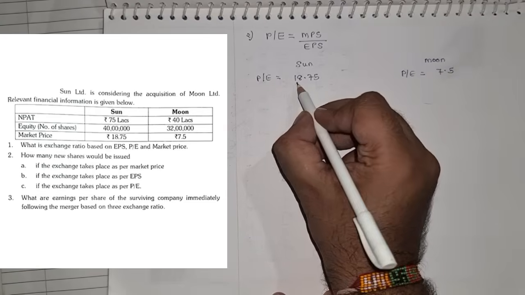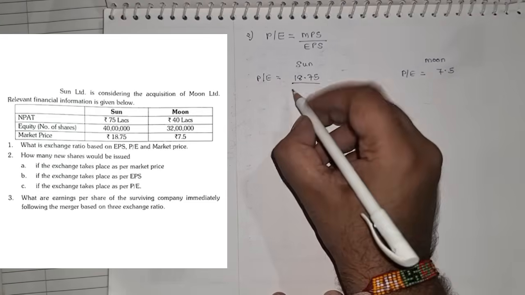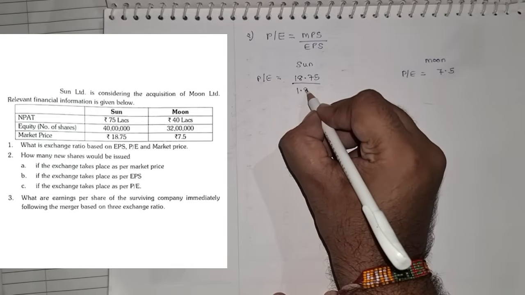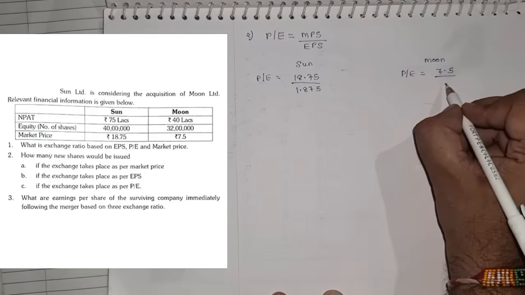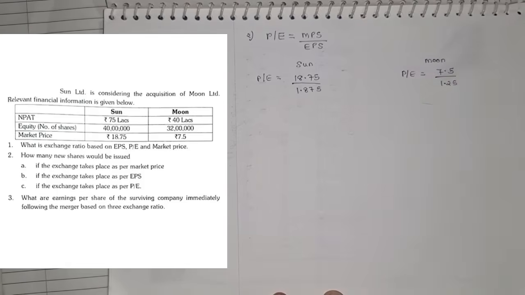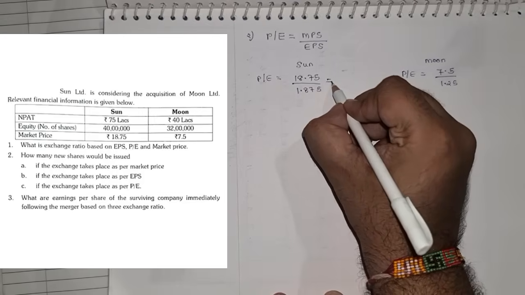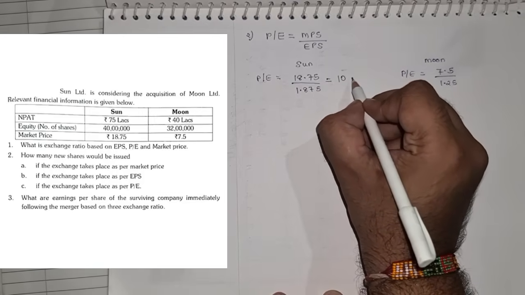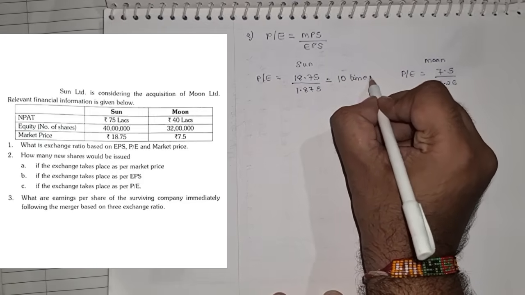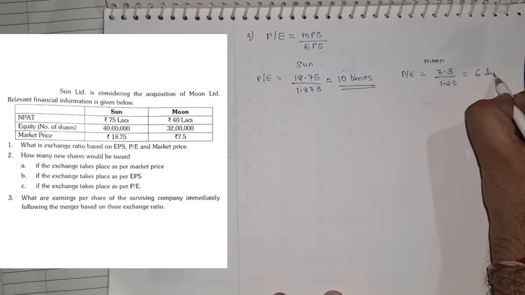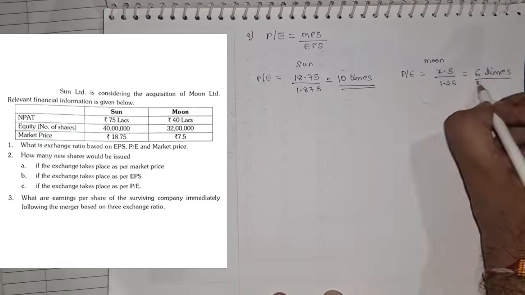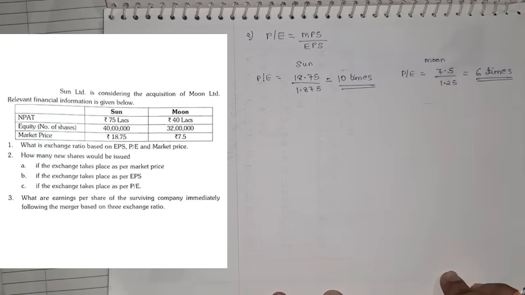and the EPS for Sun Limited, we have already found in the previous part, it was 1.875, and for Moon it was 1.25. Okay, so if you divide it, we would have got the first PE as 10 times, and for the second one PE was 6 times. When you divide, the answer is supposed to come 6, so 6 times is your PE ratio. Okay, now that was the first part. Now we come where they asked us to find all the various things.